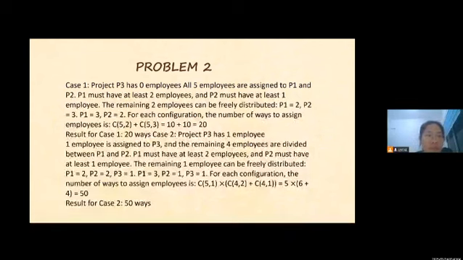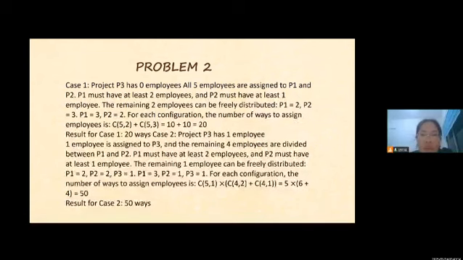Case 2, one employee in P3. One employee is assigned to P3 and the remaining 4 are distributed between P1 and P2, satisfying the constraints. Combination 5 choose 1 multiplied by 4 choose 2 equal 50 ways.